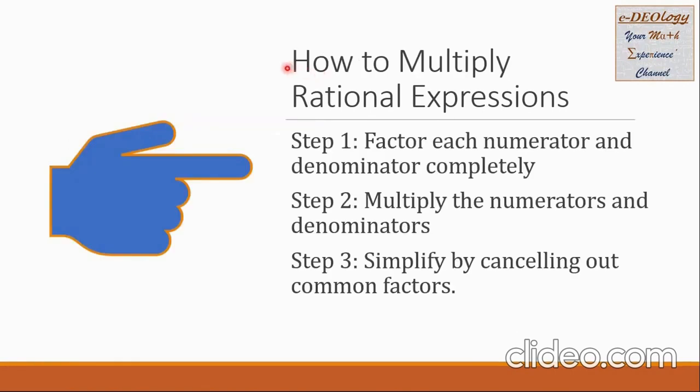How do we multiply rational expressions? We are going to have these 3 steps. Step 1, factor each numerator and denominator completely. Step 2, multiply the numerators and denominators. Step 3, simplify by cancelling out common factors.